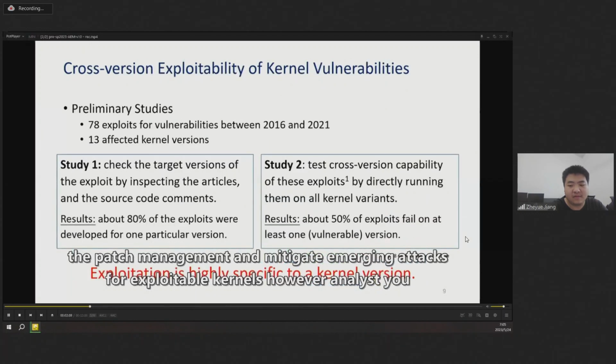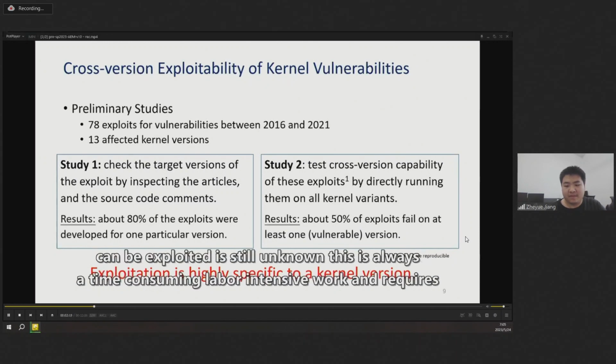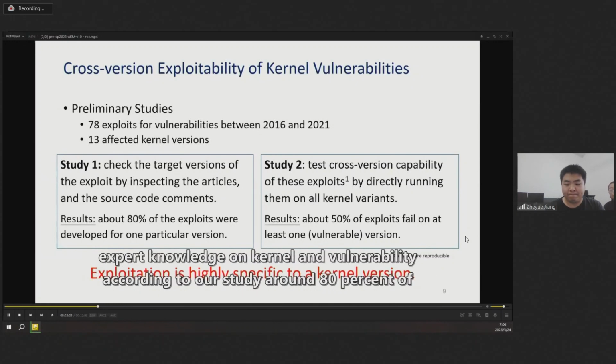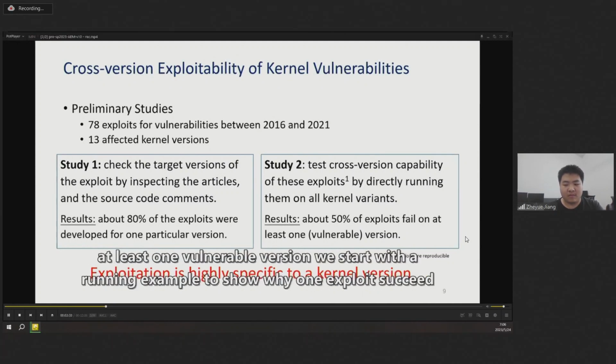However, analysts usually only consider one version when assessing the exploitability. Whether other affected versions can be exploited is still unknown. This is always a time-consuming, labor-intensive work and requires expert knowledge on kernel and vulnerability. According to our study, around 80% of the exploits were only designed for one particular version. About 50% of the exploits failed on at least one vulnerable version.